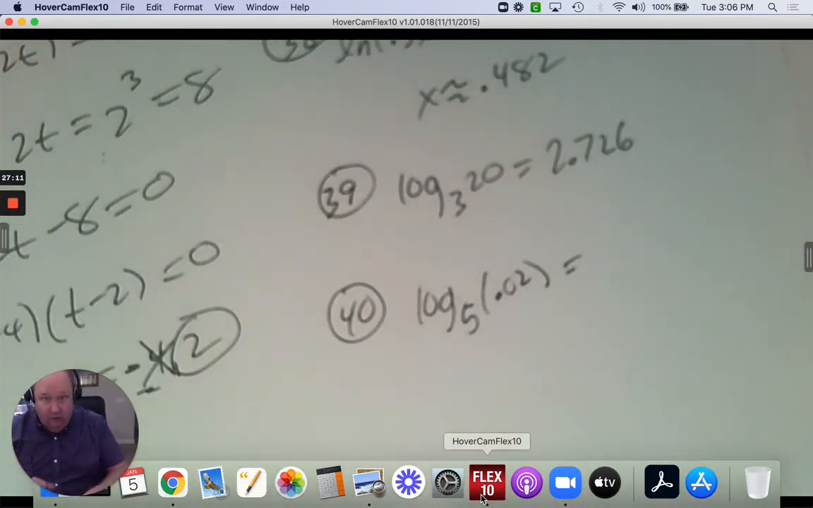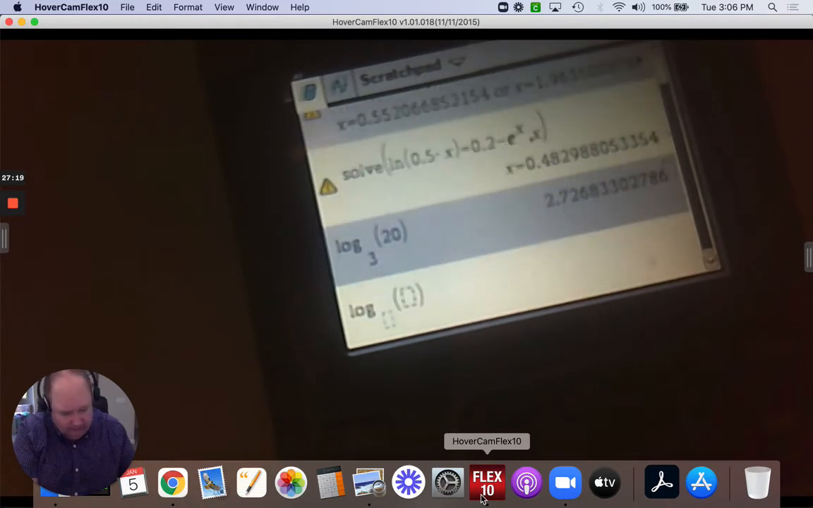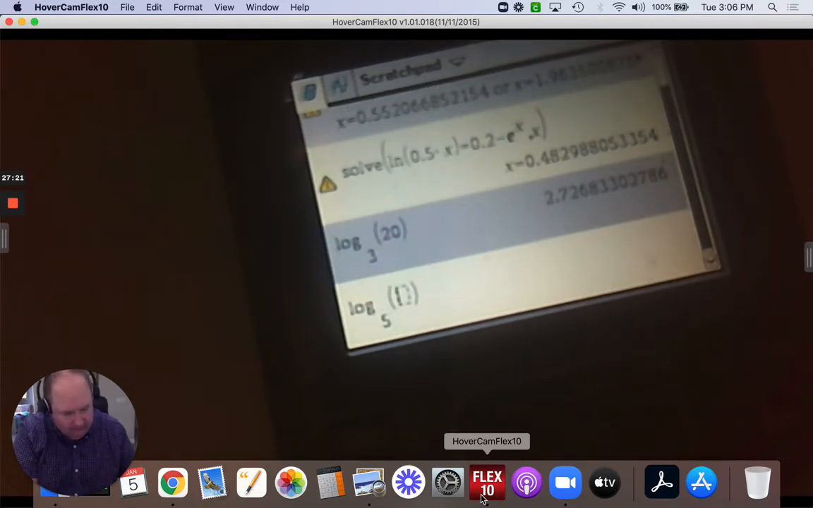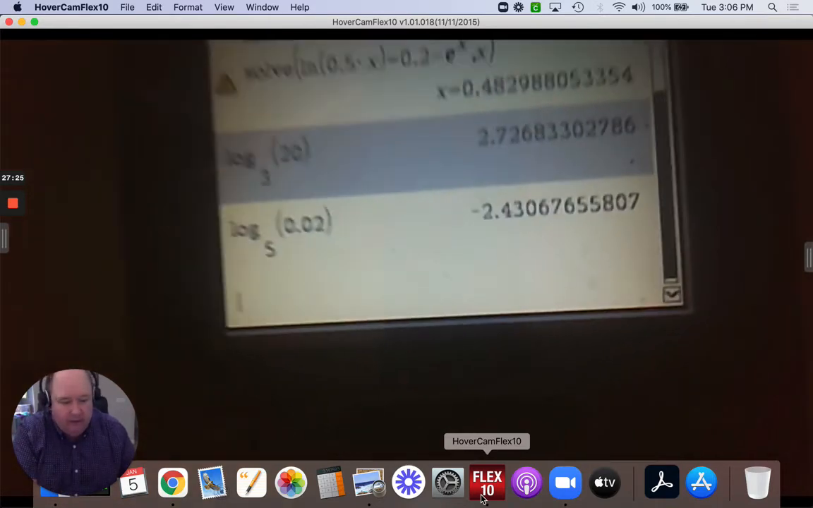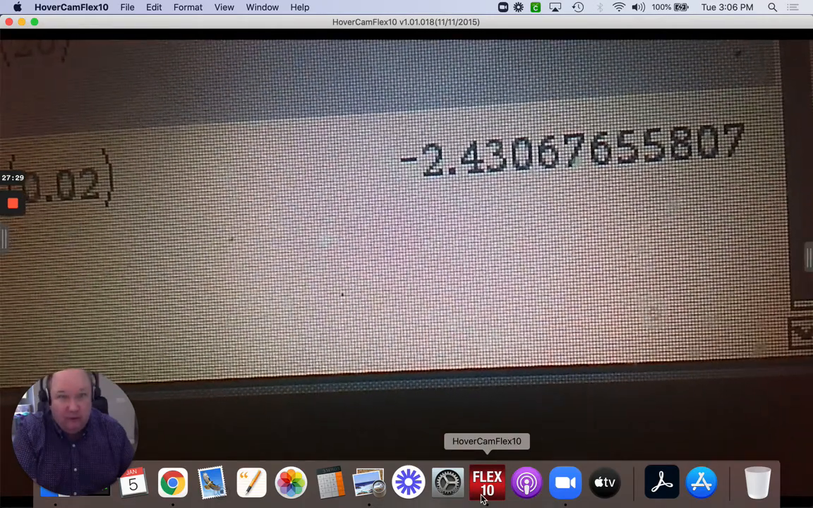Can you use your calculator to evaluate that logarithm? So I'm going to press log. The base is 5. Inside is 0.02. And there's your answer. So negative 2.430.